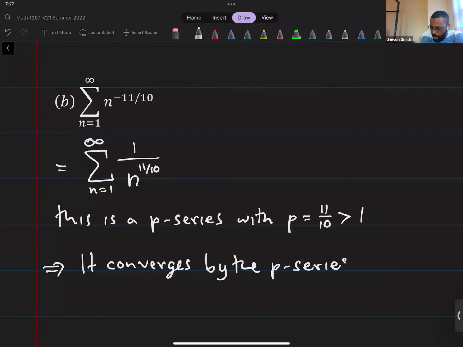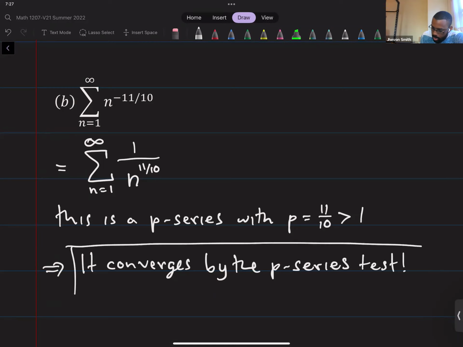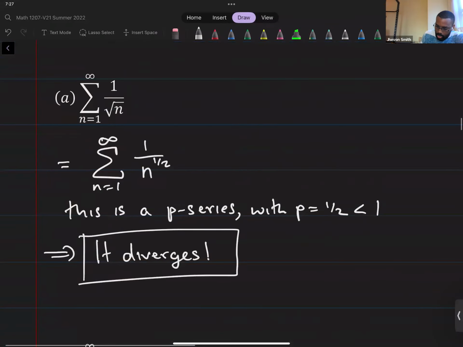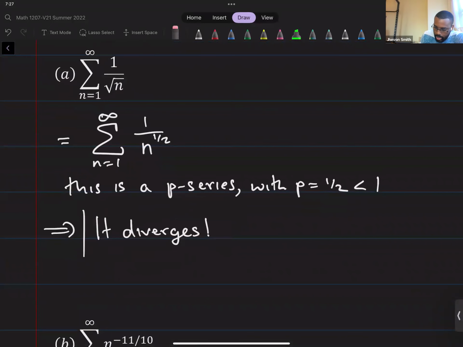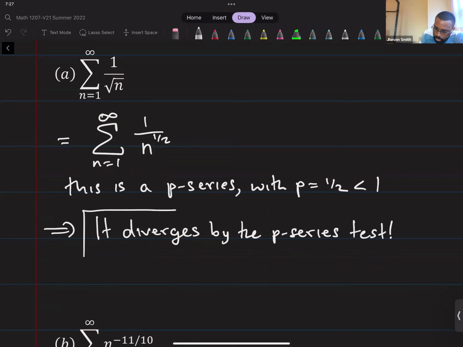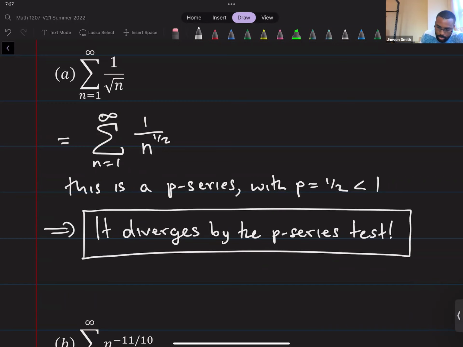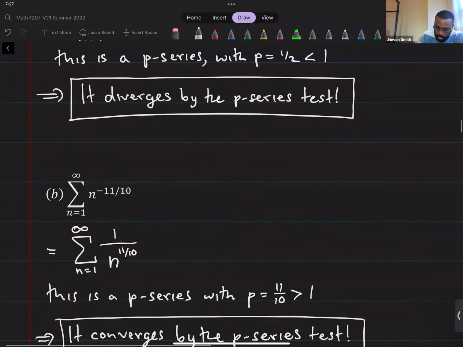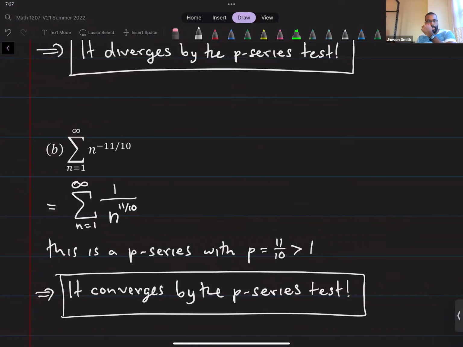I should probably be specific here, because generally I am going to want you to identify what test you're using. So I have to write out what I would expect you to write out: by the P series test. Okay. And that's that.